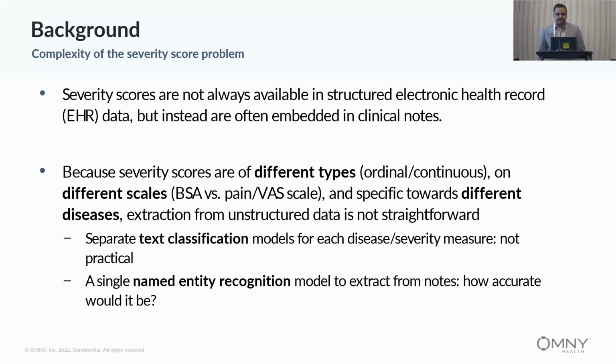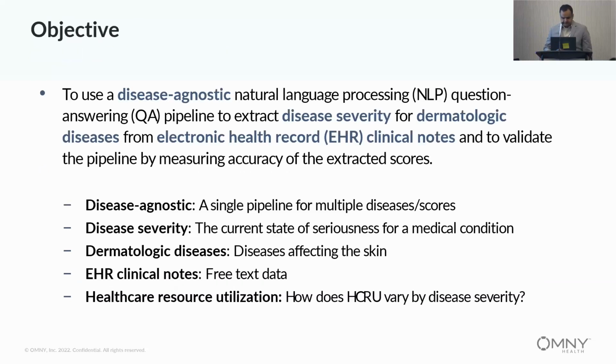You might say you could use a text classification model and train it on one severity score of one disease, but then you'd have to do that for every single severity score, and that would not be practical or scalable. So our goal was to use the disease-agnostic natural language processing question answering pipeline to extract disease severity for dermatologic diseases from EHR clinical notes, and to validate the pipeline by measuring accuracy of the extracted scores.